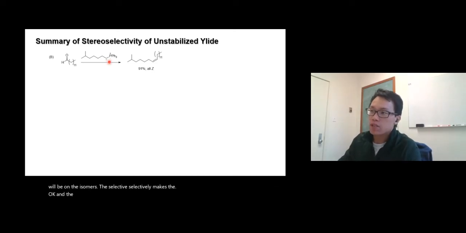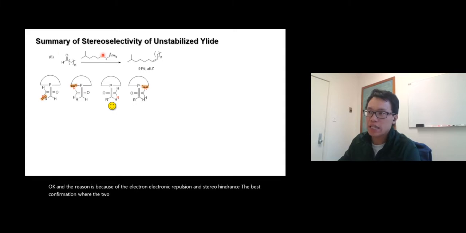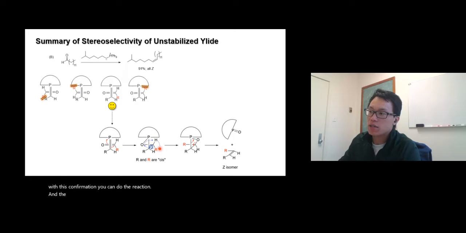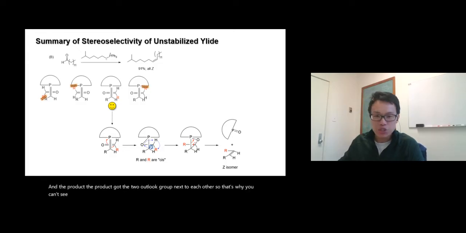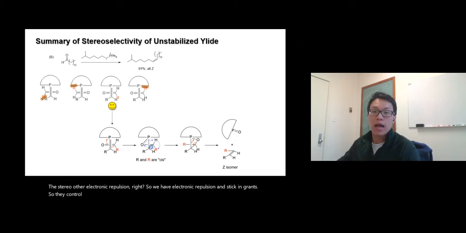And the reason is, because of the electronic repulsion and steric hindrance, the best conformation where the two reactants, the carbonyl and the ylide, collide looks like that. And with this conformation, you can do the reaction, and the product gets the two alkyl groups next to each other. So that's why you get Z. Okay. So if I ask you what controls the stereoselectivity of this unstabilized ylide, it's the electronic repulsion, right? So we have electronic repulsion and steric hindrance. Okay, so they control how these two reactants collide.